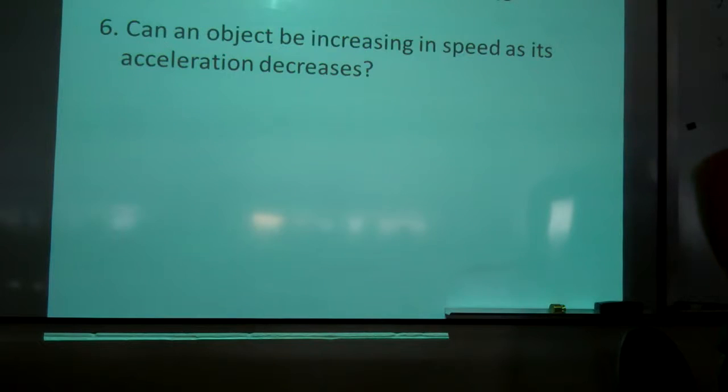Can an object be increasing its speed as its acceleration decreases? Yes. What's going on then? It's still getting faster, but just at a slower rate. Yep. So it's still going faster, but the amount the velocity increases each second is getting smaller. So if in the first second you're accelerating at 5 meters per second squared, and the next second you're accelerating at 4 meters per second squared, your velocity is still increasing, even though your acceleration went down.